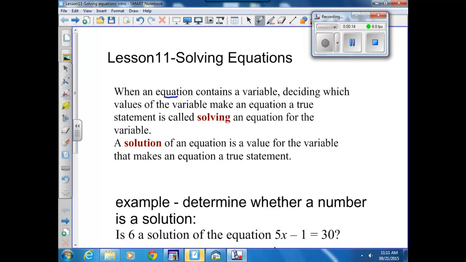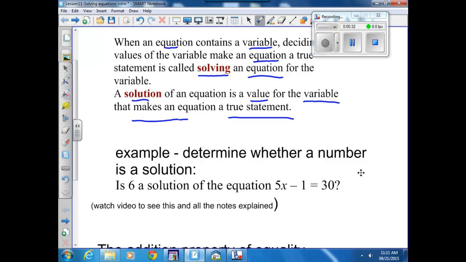When an equation contains a variable, deciding which value or values of the variable make an equation true is called solving an equation. A solution of an equation is a value for the variable that makes an equation a true statement. Example, I give you this statement here. You tell me whether it's true or not.